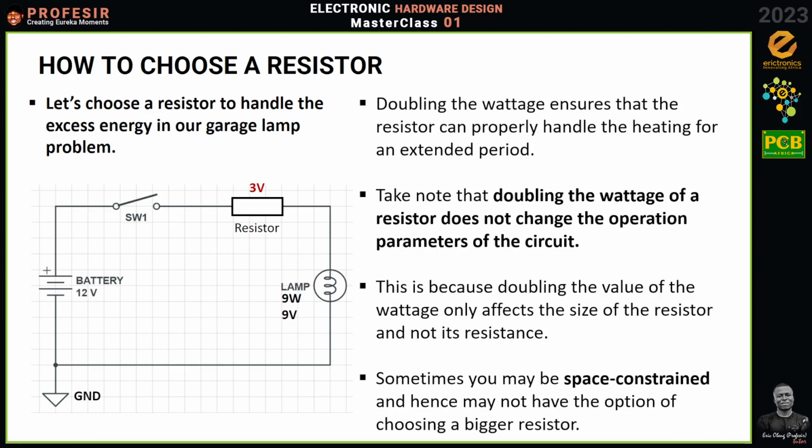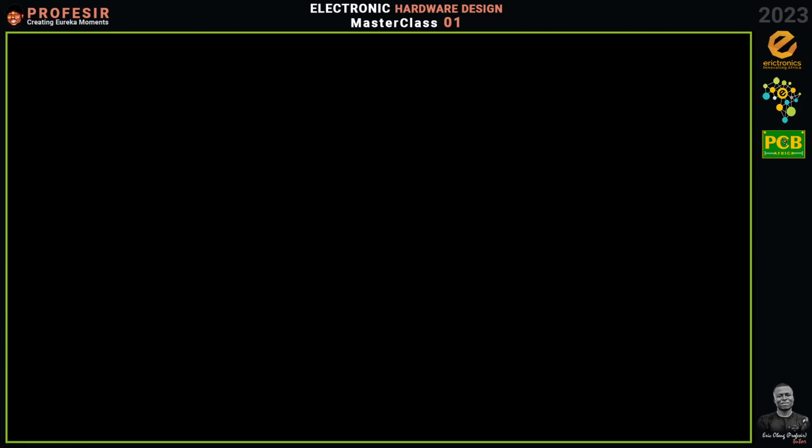So the only time this would become problematic is in an application where you have space constraints, right? So let's say you are supposed to build a circuit to fit within a certain space. Then in that case, you have to be very careful about some of these adjustments, because the bigger the wattage, the bigger the size of the resistor, and you may not want that. But aside from that, doubling the wattage does not affect the value of the resistance. So take note, okay?